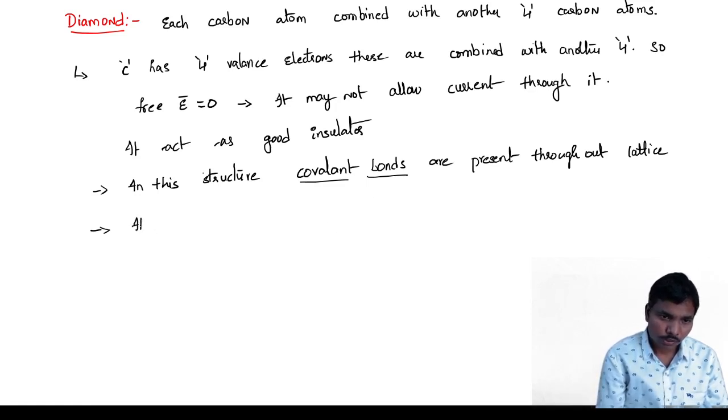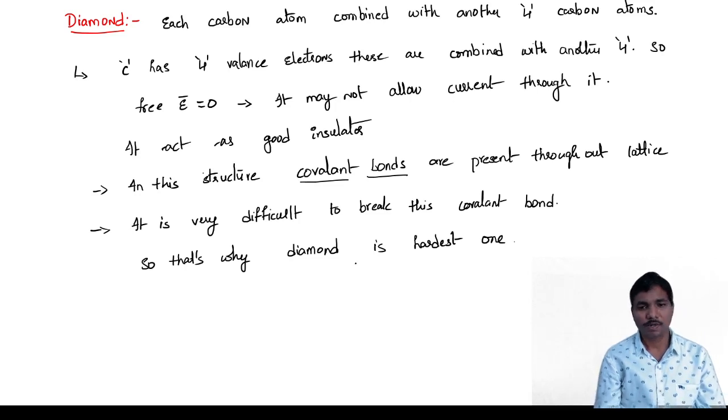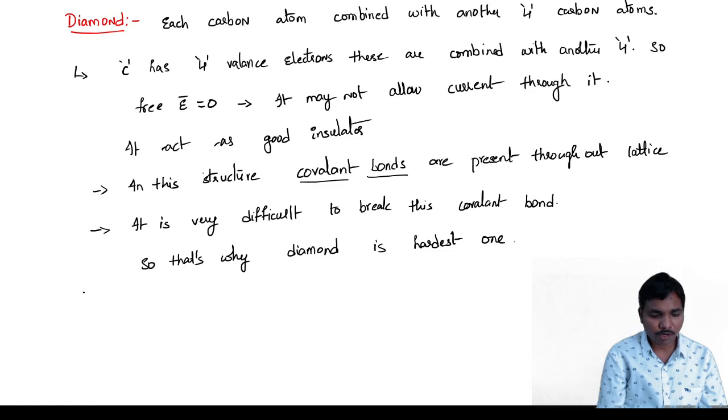So it is very difficult to break this covalent bond. Okay, so that's why diamond is the hardest material. Diamond is the hardest one, and it has some important properties.